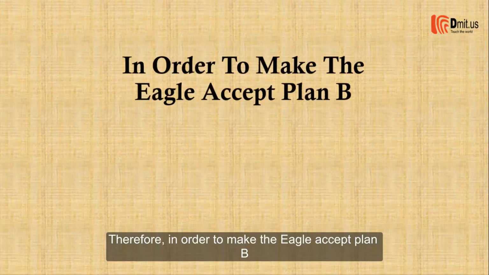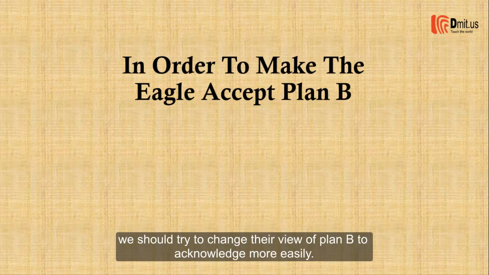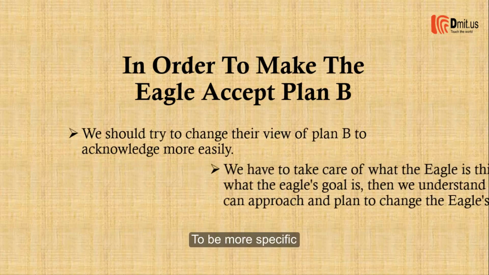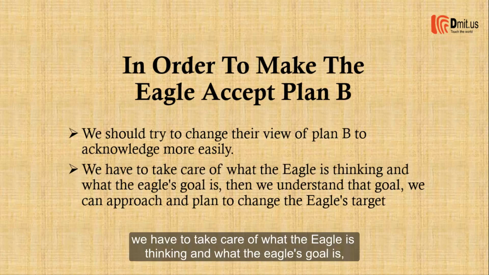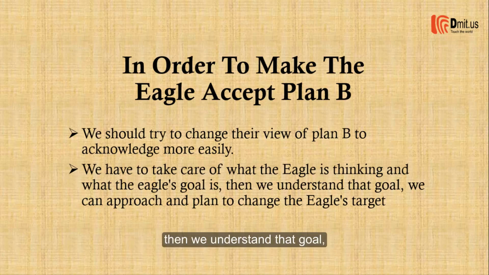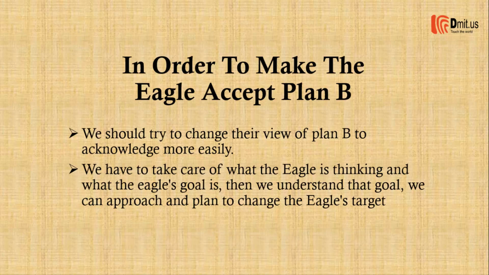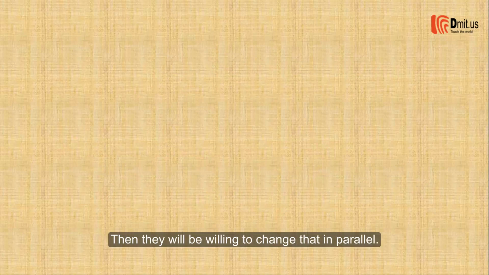Therefore, in order to make the eagle accept plan B, we should try to change their view of plan B so it is acknowledged more easily. To be more specific, we have to take care of what the eagle is thinking and what the eagle's goal is. Once we understand that goal, we can approach and plan to change the eagle's target. Then they will be willing to change in parallel.